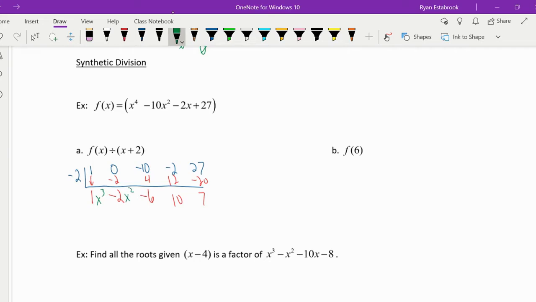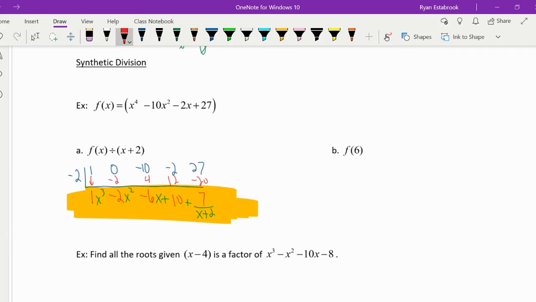Minus 2x squared minus 6x plus 10. And then the 7 is the remainder divided by x plus 2. So this represents the answer if we actually did the division. We can use synthetic division to check to see if something actually is a factor. And if we know it's a factor, it'll simplify whatever polynomial we had down a little bit.